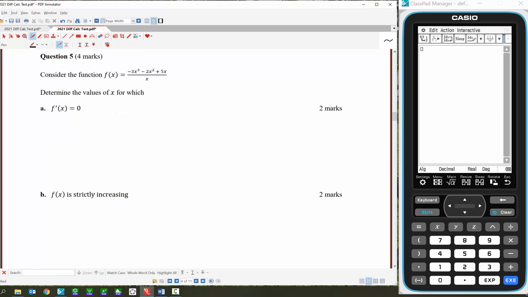Okay, consider the function f of x equals that. Determine the values of x for which f dash x equals 0. Okay, so this one here will go 0 equals. Now, what I'm going to do is just get rid of this denominator by factoring out x in the numerator. So that's gone. And I won't let it equal 0 yet. So that's wrong, because that's just f of x. Now I'm ready to derive.